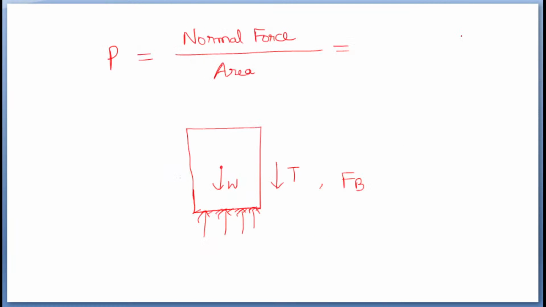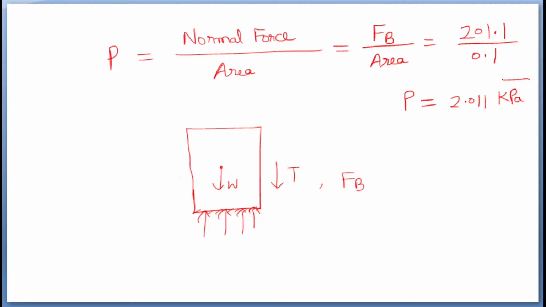Now you understand. So only FB. Here, FB divided by area. Area is given in the question, and FB you have calculated earlier. FB is 201.1 and area is 0.1. So you will get the pressure equal to 2.011 kPa, kilopascal. This is my final answer. Got it? This is the concept of this question.